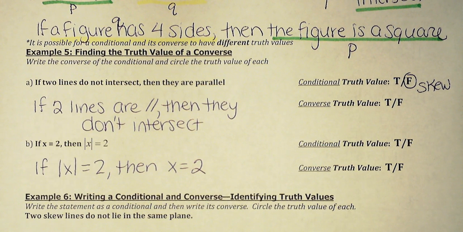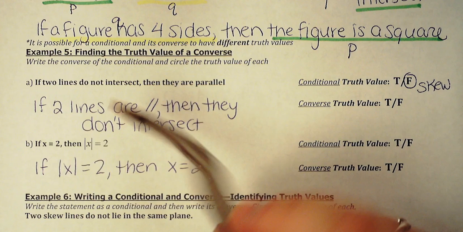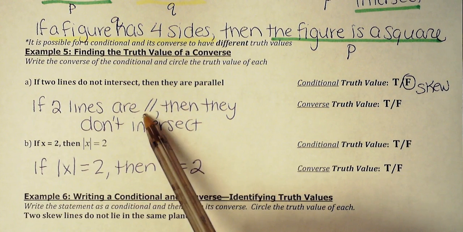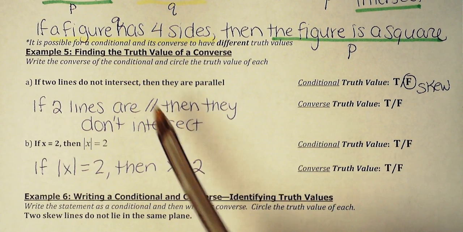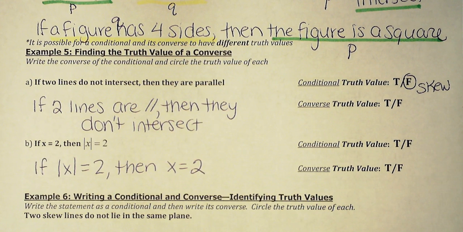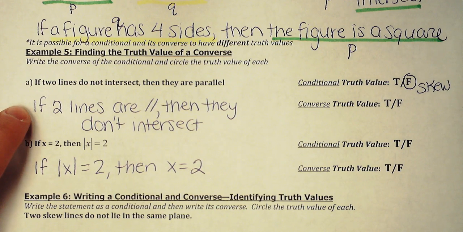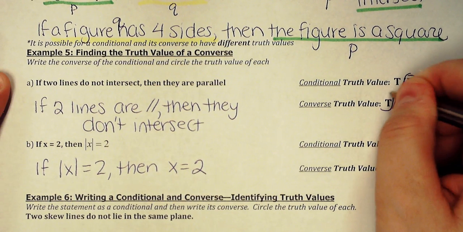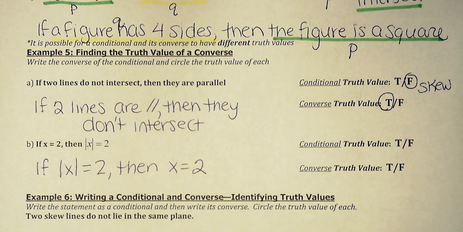Okay, now the converse has the initial condition, if two lines are parallel, then they don't intersect. That is true. If you have parallel lines, part of the definition is that they don't intersect. So there's no counterexample here. So the converse is actually true. And the two statements do not have to have the same truth value. They can both be true, they can both be false, and they can have one of each. It just depends on the actual statement.